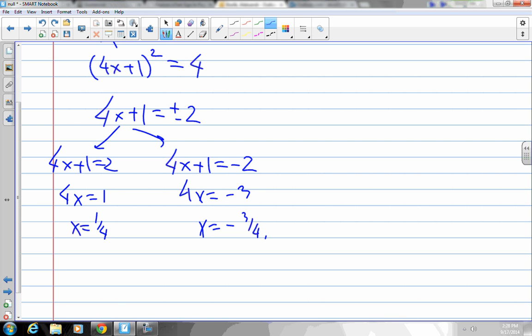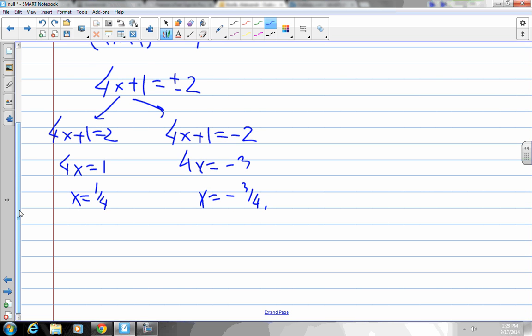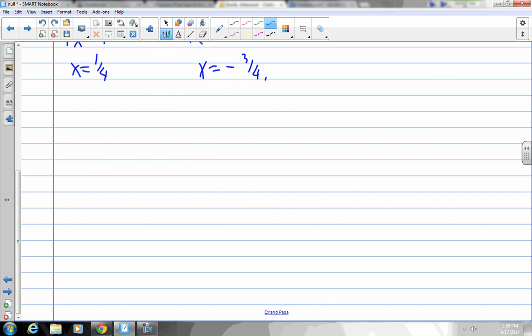All right. Well, let's do one more. Feels like we need to do one more. All right, let's do one more. How about 3 times 2x minus 7 squared equals 5?